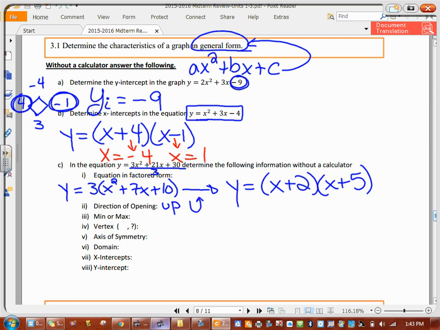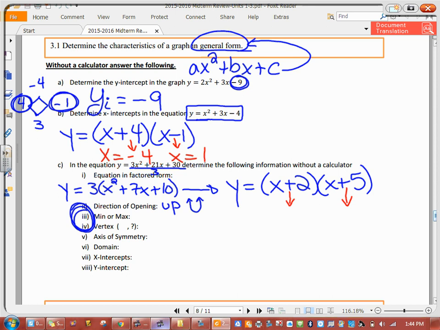All right. The min or the max point. Do we know the min or the max point yet? No. We need to find that from our vertex. Now, can we find our axis of symmetry? Yes. Anytime you have x-intercepts, you add your x-intercepts and divide by 2. That's your axis of symmetry. So I need to take these guys out of brackets and find my x-intercepts. So my x-intercepts here are -2 and -5. So I go down here and fill out my x-intercepts, (-2, 0) and (-5, 0).